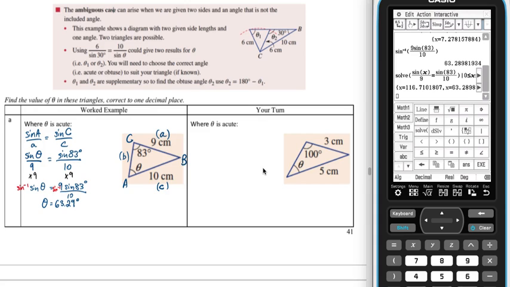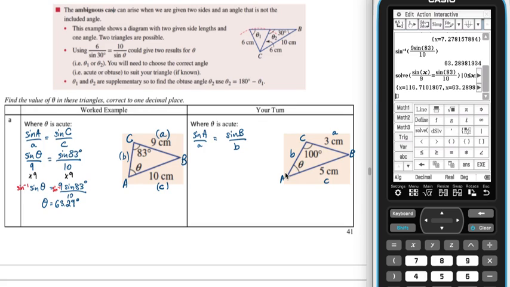So, our first step is to label our triangle. A, B, and C, and then the edges, small a, small c, and small b. Now we decide what sine rule we use. Well, we've got our c's and a's, so we're going to use sine big A on small a is equal to sine big B on small b. The next step is to substitute the values in.